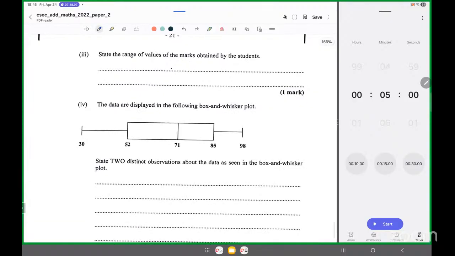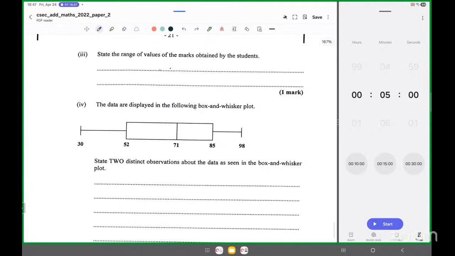But answer this part for me now. It says also the data is displayed on a box and whisker plot. State two distinct observations about the data as seen in the box and whisker plot. What are two observations they make from the box and whisker plot? Two observations. Come on, what does the box and whisker plot show?